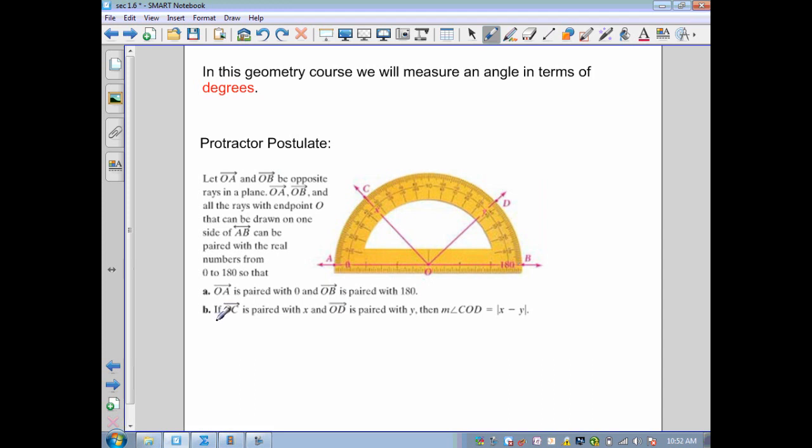When this occurs, we know ray OC is paired with X here. That's the value that we find on the protractor. And OD is paired with Y, also the value on the protractor. Then the measure of angle COD is equal to the absolute value of X minus Y. In other words, we can determine the measure of this angle by subtracting the measure of this angle from the measure of that angle, and then taking the absolute value.